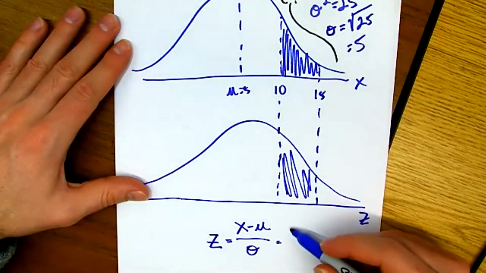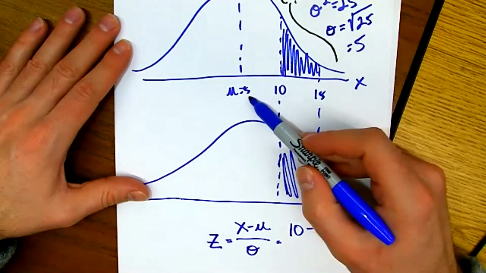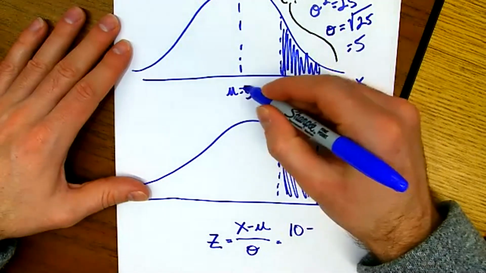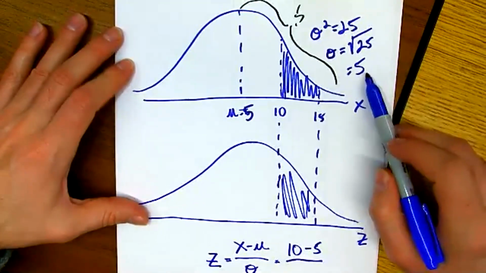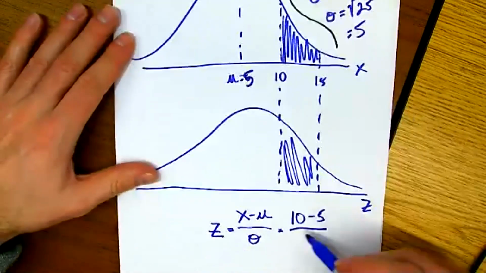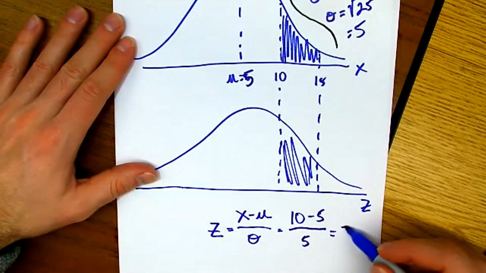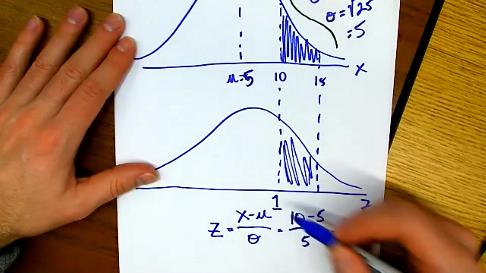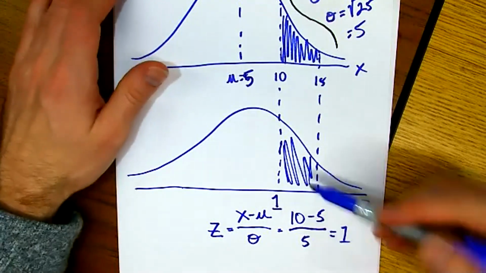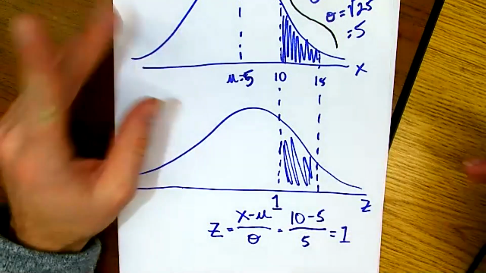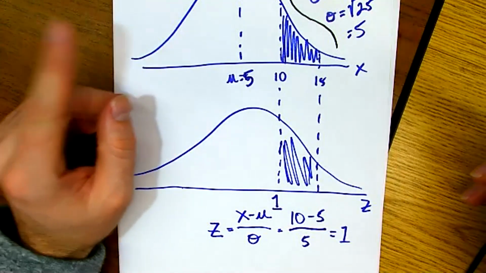I'll take the value of 10, subtract that mean of 5. That's a terrible looking 5, by the way. Subtract the mean of 5, and then divide by my standard deviation. Right? So divide by 5, I get this z-score of 1. So does that make sense? Well, a z-score of 1 means that I'm 1 standard deviation away from the mean, right?